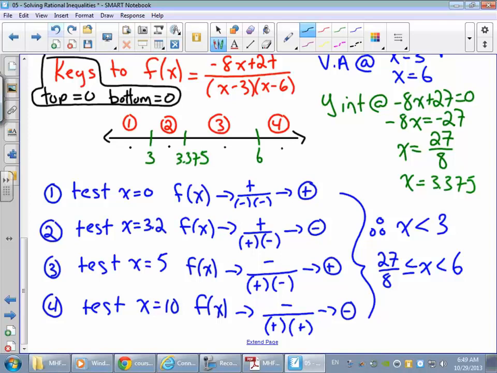And then again, same sort of thing with the other two. 3.2 tested, we get a positive, positive, negative. 5 tested, negative, positive, negative, and negative, positive, positive.